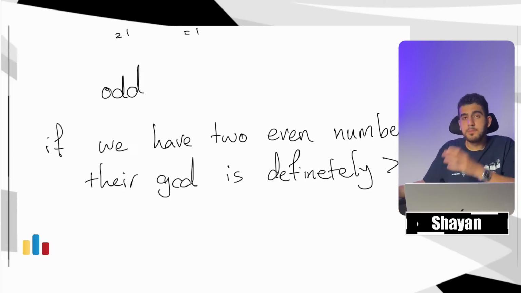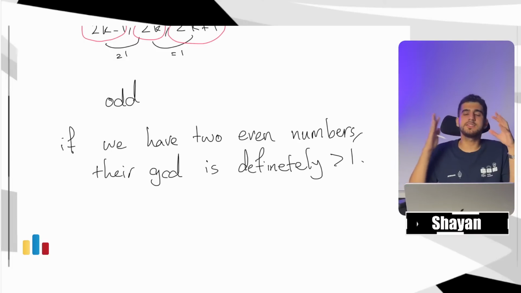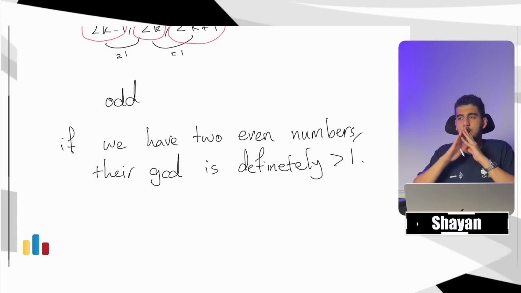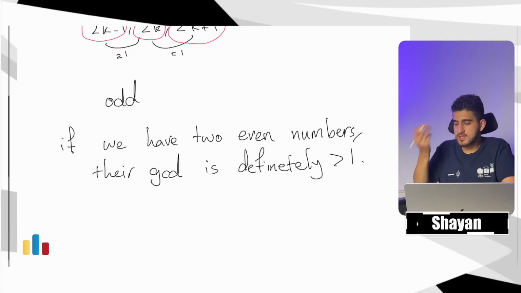greater than 1. But if we have two odd numbers, we're not saying that the GCD is always 1. If we have two odd numbers, it's possible that the GCD is 1 or the GCD is greater than 1. So I'm saying that if you have two even numbers, their GCD is obviously greater than 1. But if you have two odd numbers, there is a chance that their GCD is 1. So I'm not saying that for any two odd numbers, their GCD is 1. I'm saying that if you have two odd numbers, it's possible that their GCD is 1.